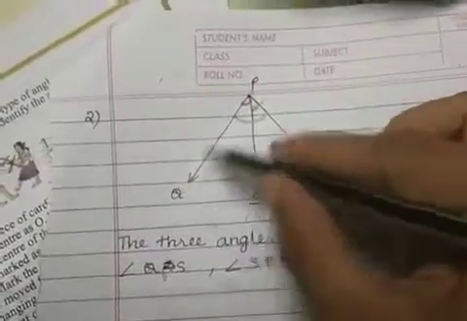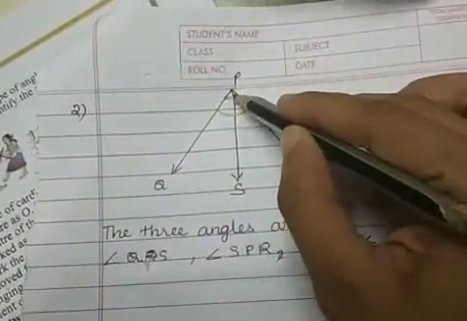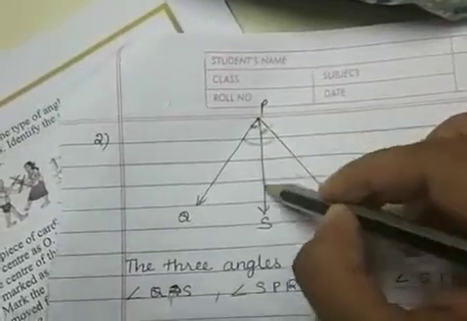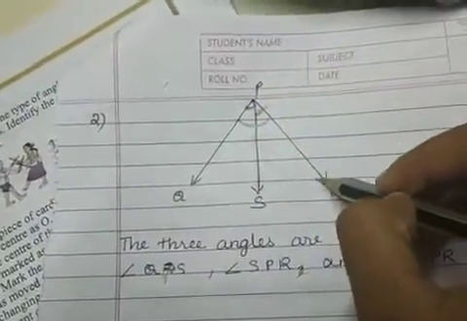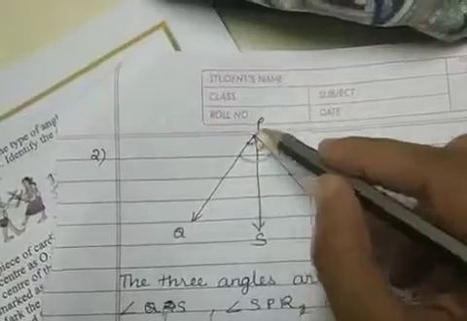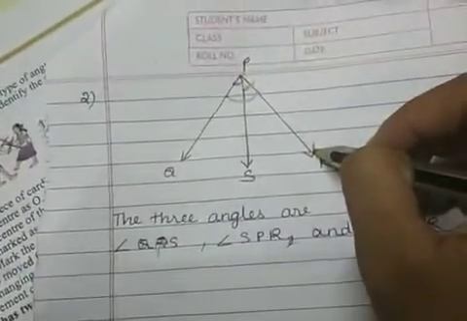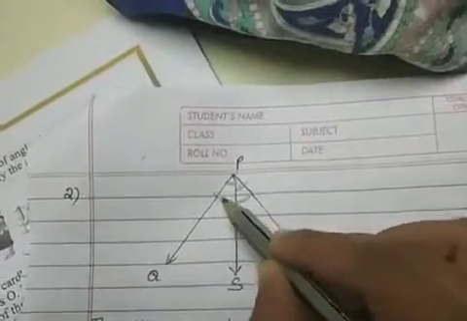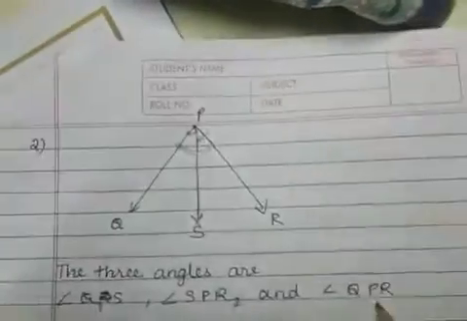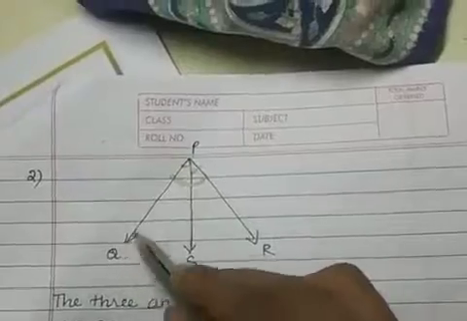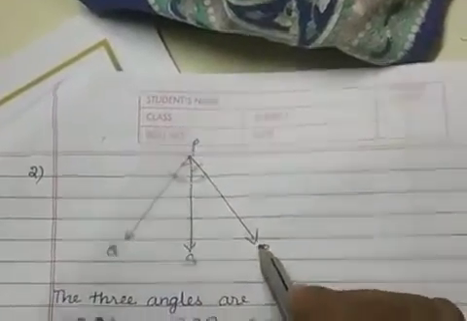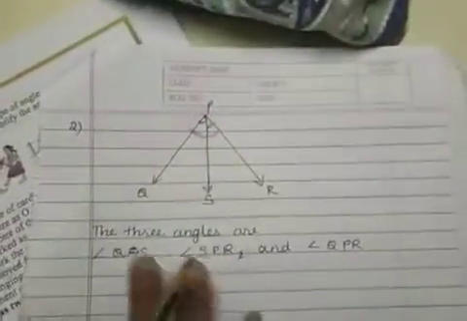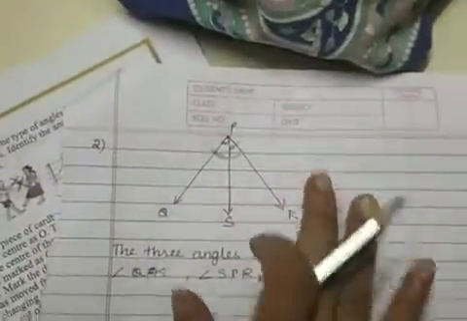So the three angles that we get here: this is angle QPS. And how is this angle denoted? It is formed between these two arms, so it is angle SPR. And how is this big angle denoted? This big angle is denoted by angle QPR. So this is how we denote a given angle.